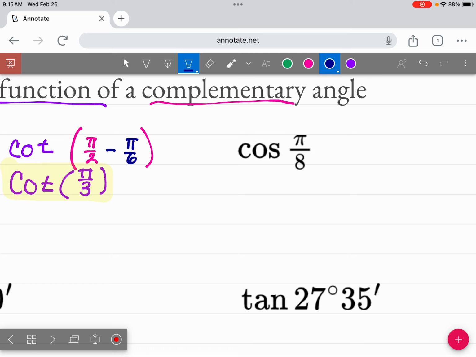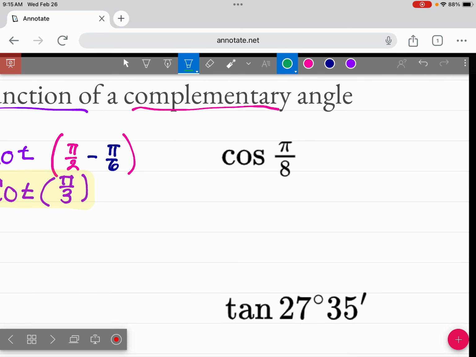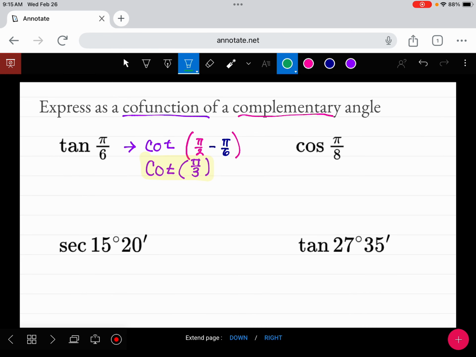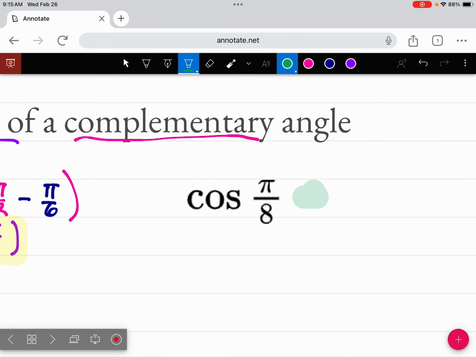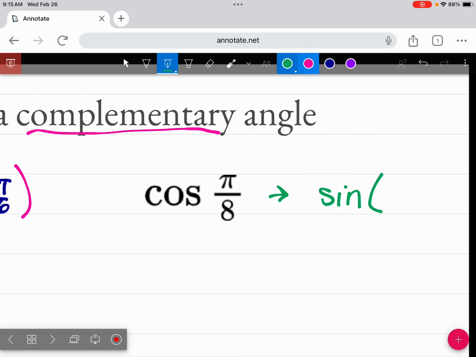So here we've got cosine, and now we're going to start to see where this comes into play. Pi over 8 is not one of our unit circle values. Doesn't change what we can do with it. So I can take my cosine, and I want to write it as the cofunction. So I'm going to take my cosine and turn it into which piece? Sine. So cosine goes with sine of the complementary angle. So I'm going to take my pi over 2, and we're going to subtract the theta, the angle they give us, our pi over 8.